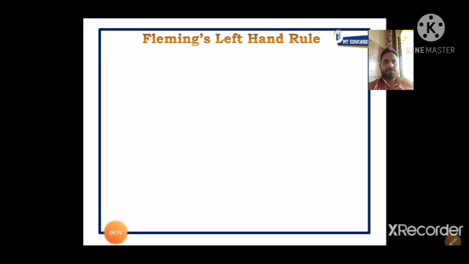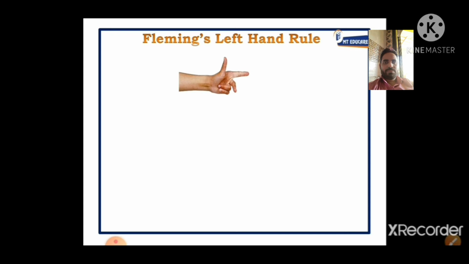Now let us understand one new rule, that is Fleming's left hand rule, which is very important. Why are we studying this Fleming's left hand rule? Because it is used in the application of the electric motor. You will come to know what an electric motor is when you go further in this chapter. In that we will use Fleming's left hand rule to determine the direction of the motion of the conductor.